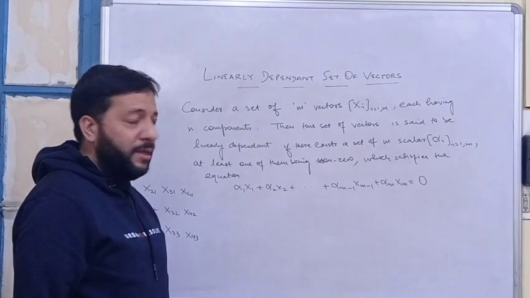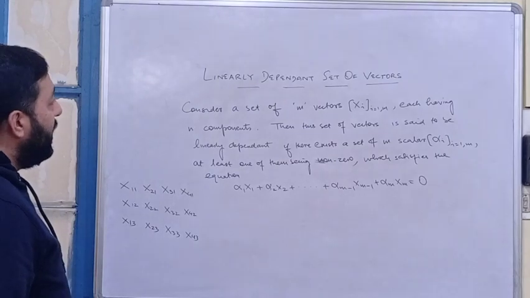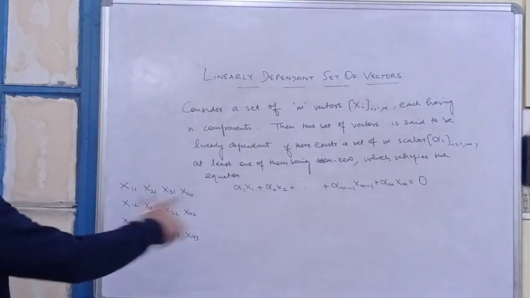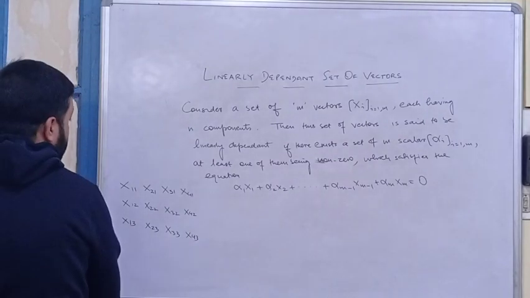Is that clear? Yes, sir. So I can consider a set of m vectors xi, i running from 1 to m, each having n components. Then this set of vectors is said to be linearly dependent if there exists a set of m scalars alpha i, i running from 1 to m, at least one of them being non-zero, which satisfies this equation. Yes. Okay? Correspondingly, what is a linearly independent set of vectors?